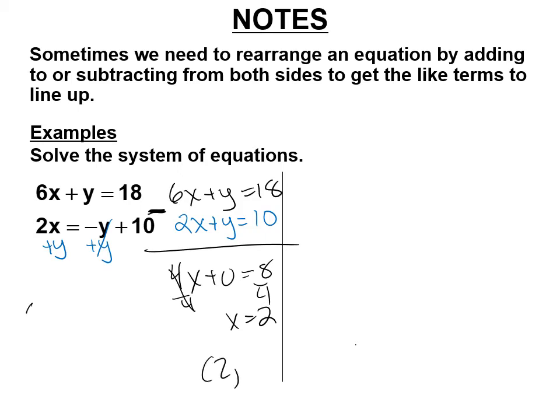So now we go get the y coordinate. I'm going to use the top one. 6 times 2 plus y equals 18. 6 times 2 is 12, so subtract 12 from both sides. y equals 6. And so those two lines cross at (2, 6). Right? So for this method, they all have to line up. The way I'm going to do them, put them both in standard form.